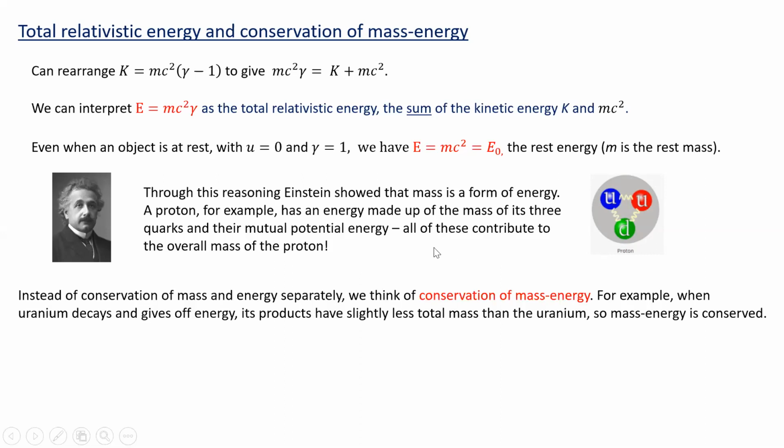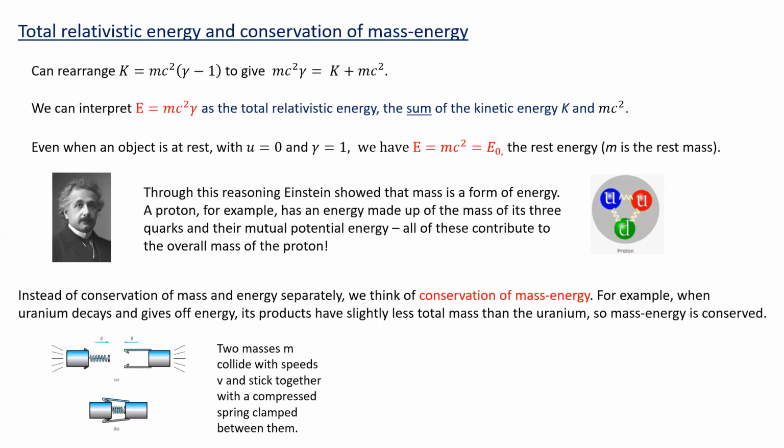All right, because of this, instead of conservation of mass and energy separately, because mass and energy are related so closely, we think of conservation of mass energy as one quantity. So as an example, when uranium decays into several byproducts and gives off energy as it does in a nuclear power plant, because it's giving off energy, the products must have slightly less mass than the original uranium, so that mass energy is conserved.